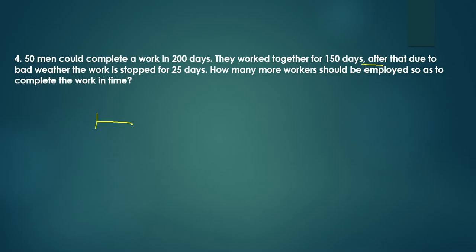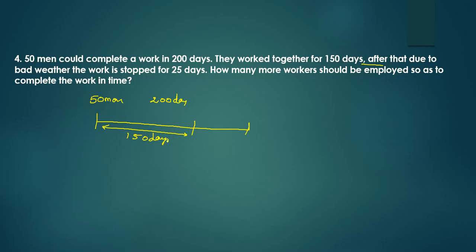Actually, if there are 50 men who can complete the work in 200 days, let us consider this is the total 200 days. They worked for how many days? 150 days. They worked for 150 days. So this is 150.